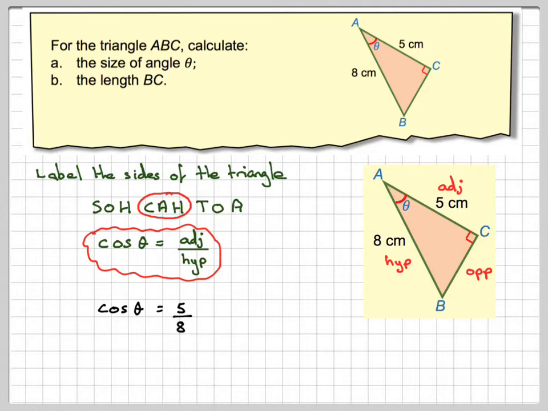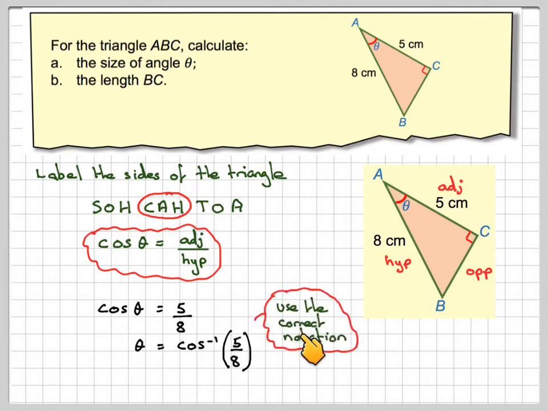Now, in order to find the angle, we need to write this down. Theta is equal to cos to the minus 1 of 5 over 8. That's the opposite process. Please make sure in an exam that you use the correct notation, i.e. cos to the minus 1. Now, this calculation can be done on the calculator. So let's just see how we do that on the calculator. So cos to the minus 1 on the calculator.